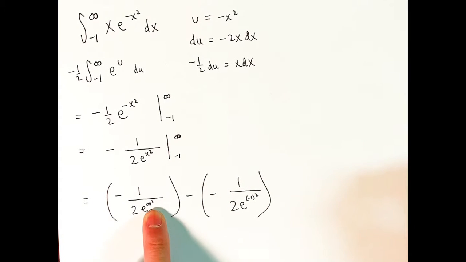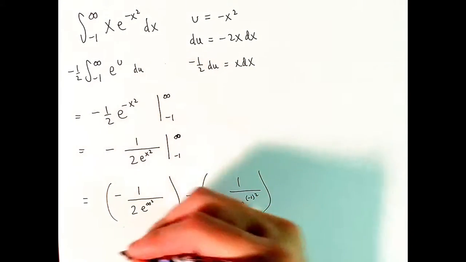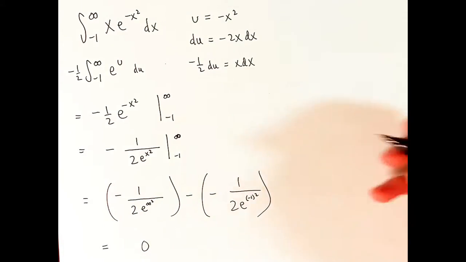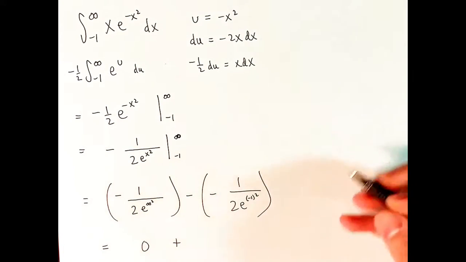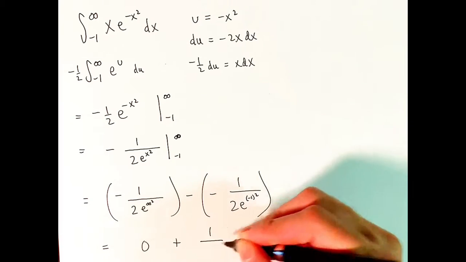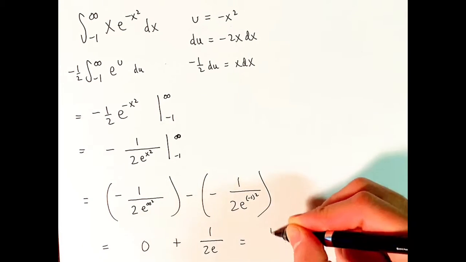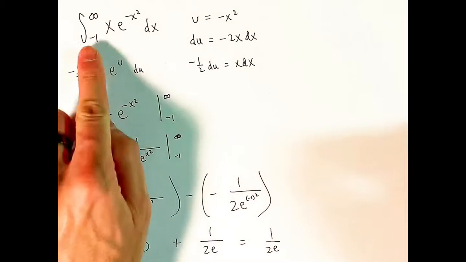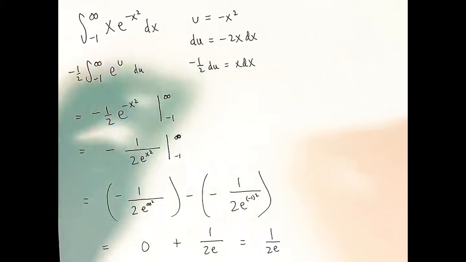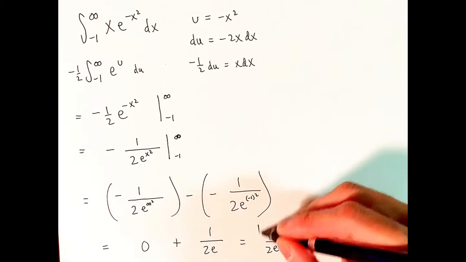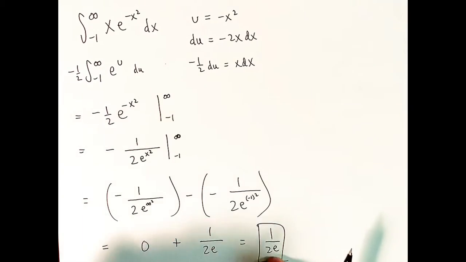But here, infinity squared is just infinity. e to the infinity is infinity. 2 times infinity is infinity. What's 1 divided by infinity? That is essentially just 0. Double negative becomes positive. The square of negative 1 is just 1. So we have 1 over 2e. So this integral not only converged, but we were able to find the actual value of it.